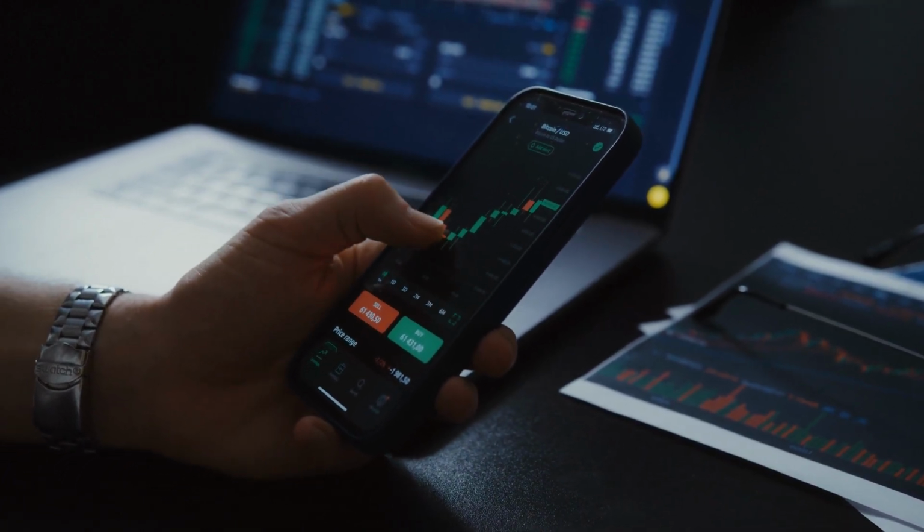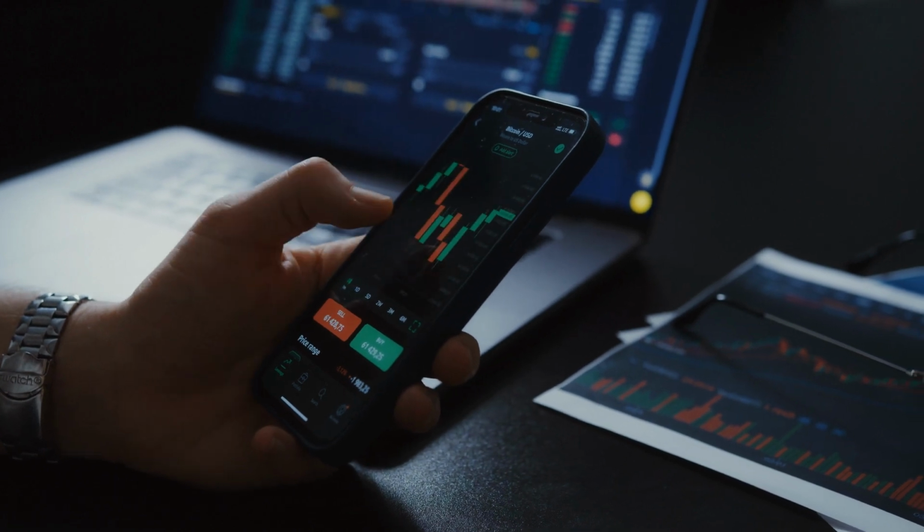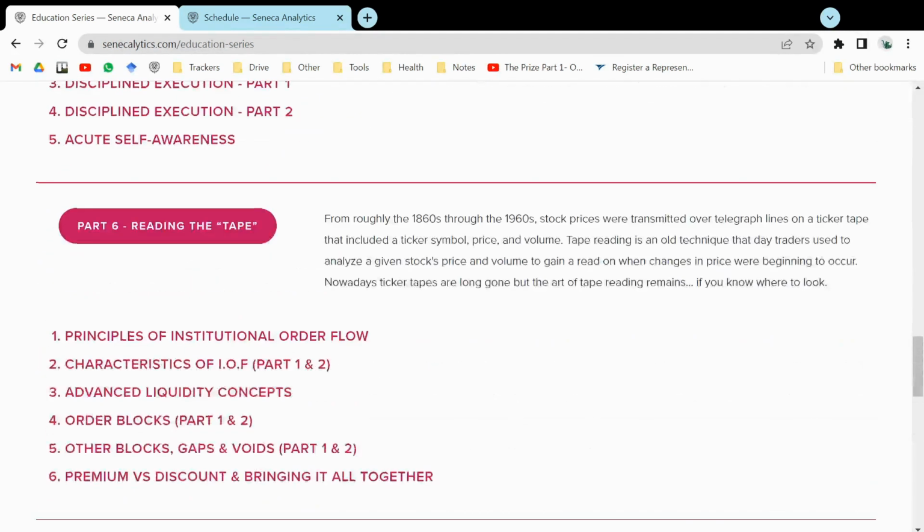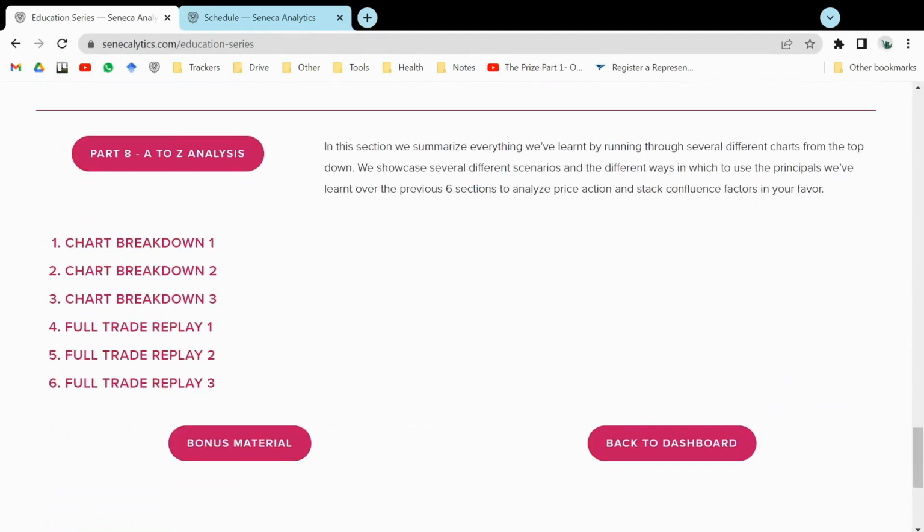Several chart breakdowns, and we'll be adding more to these over time as we get into some interesting stuff. So part 8, full summary, and then there's going to be plenty of bonus material sitting underneath all of this, so you can just see how much quality content is sitting in this education series, and that is worth the money alone.